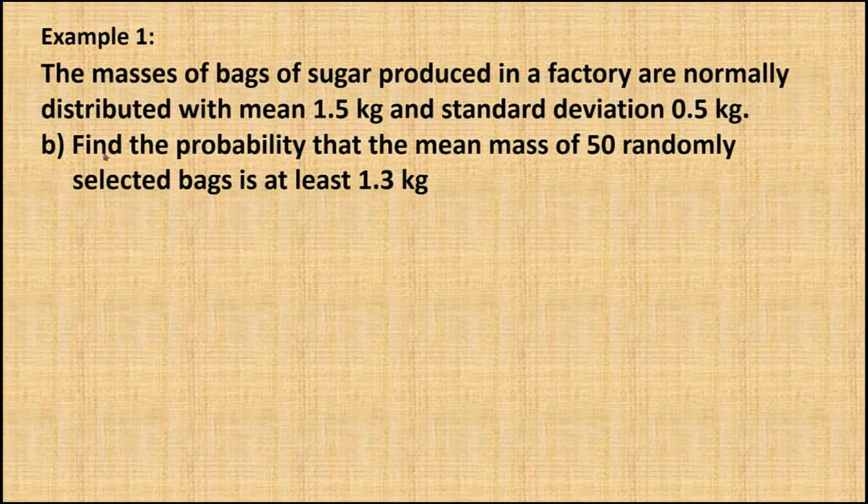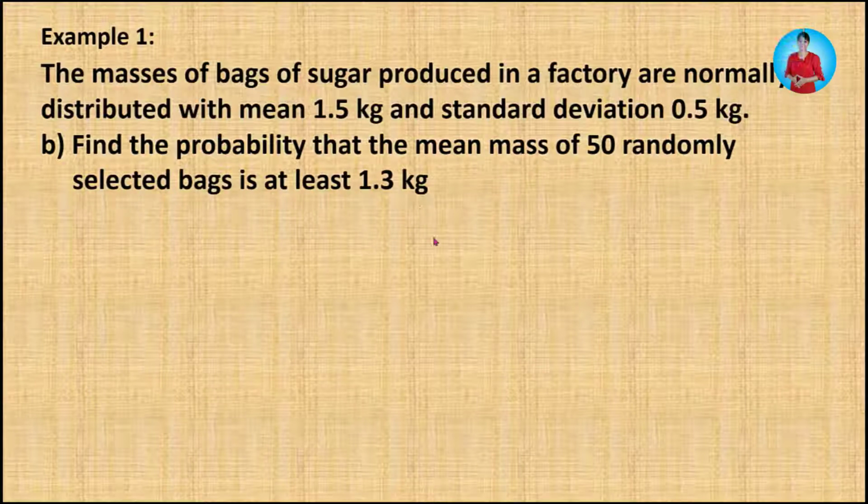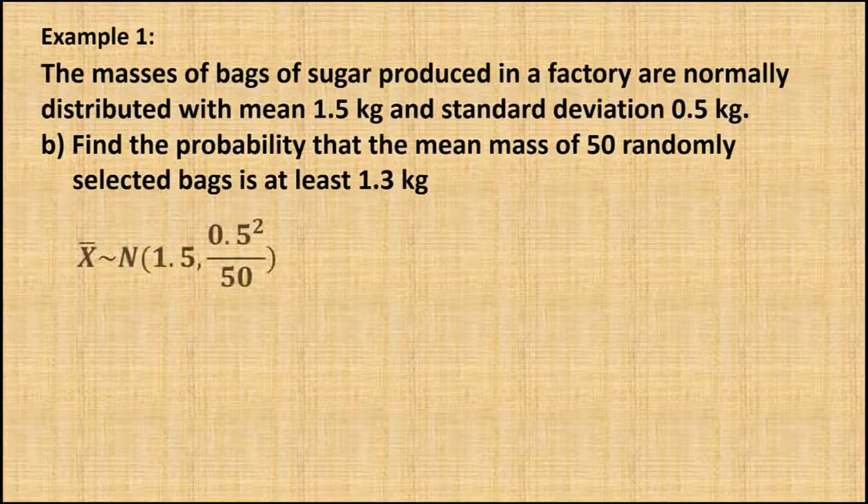Now question B. Find the probability that the mean mass of 50 randomly selected bags is at least 1.3 kg. In this question, we are going to use the distribution of the sample mean, because this question is finding the probability of the mean mass. Mass is the random variable X. Mean mass means bar X. So in order to answer this question, we need to know the distribution of bar X.